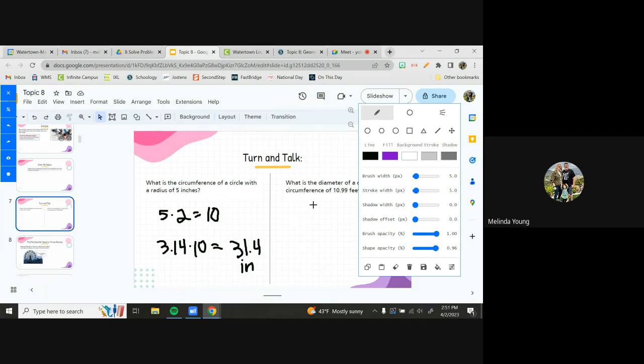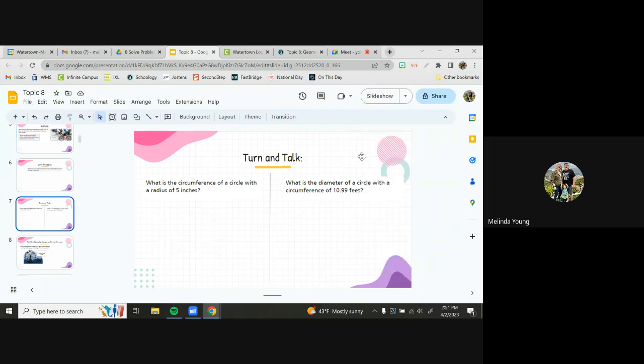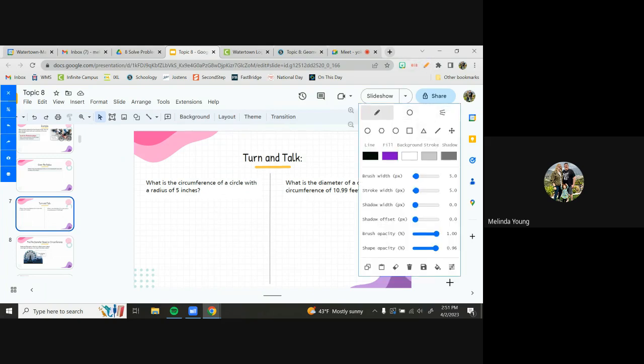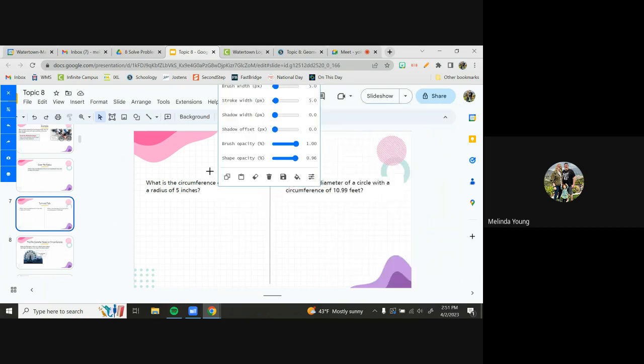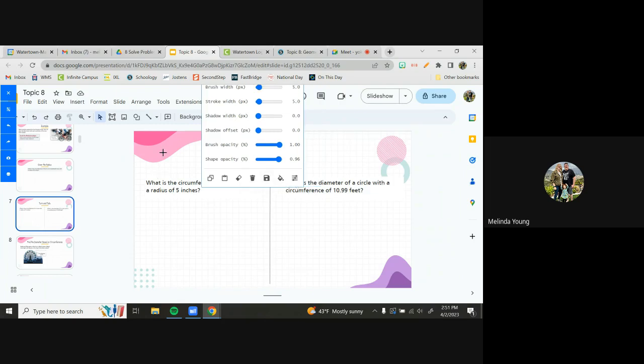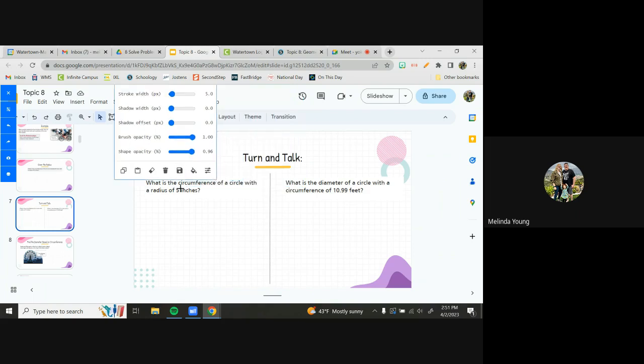Okay, another thing that you want to look at, another way you can figure this out is sometimes, like this problem, they're going to give us the circumference and you have to figure out what the diameter is. So in order to do that, okay, we are just going to move this out of the way. Sorry. Okay. The diameter of a circle is, or we want to know what the diameter is with a circumference of 10.99.